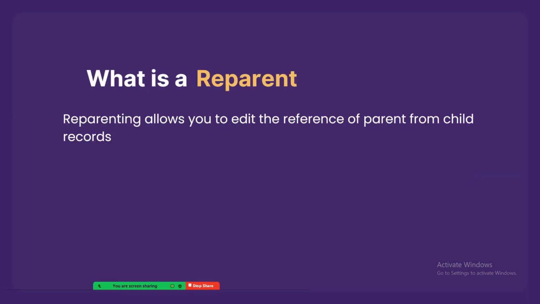What is reparenting? Reparenting allows you to edit the reference of a parent from child records. Whenever this option is chosen, you'll be allowed to edit the reference of a parent from your child record.